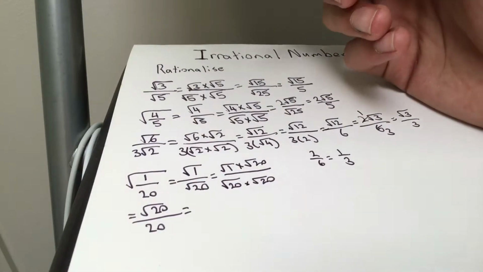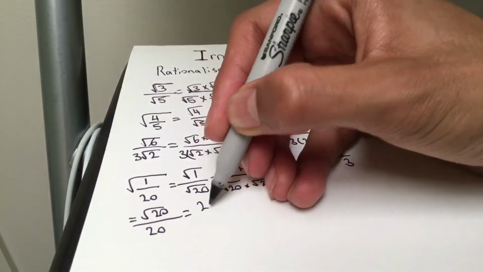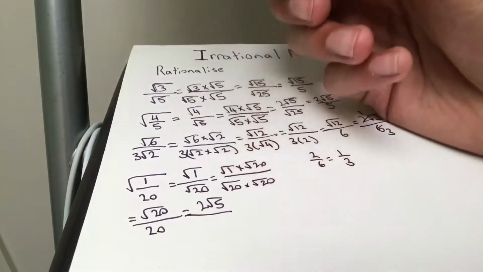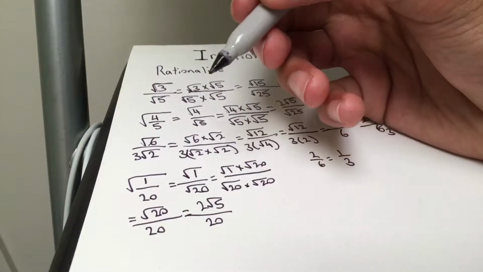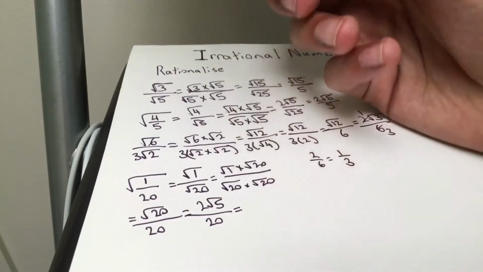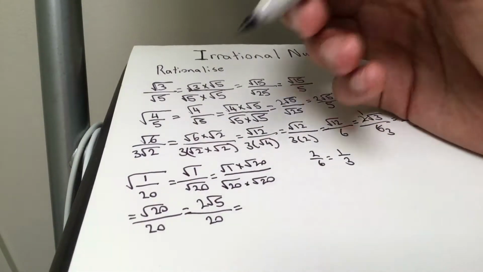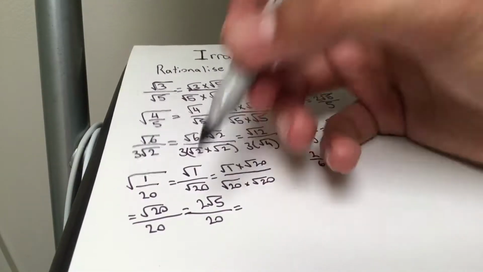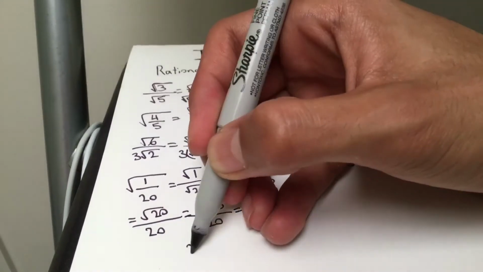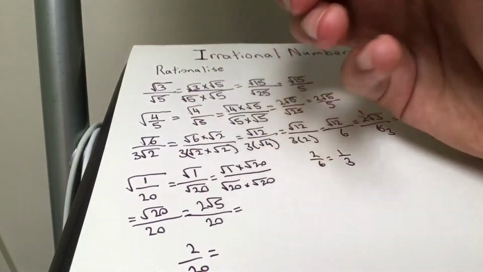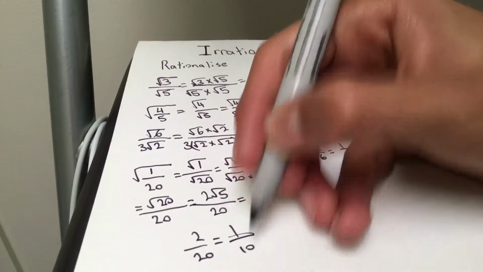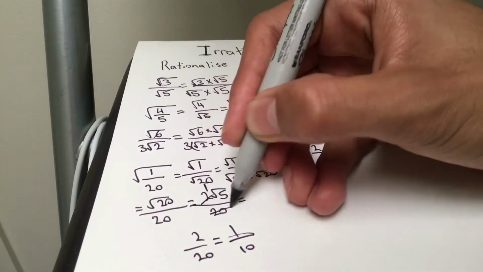So the next step, we can write square root 20 as 2 square root 5, and 20, and we can just go over 20. As you see, there is 2 over 20, so we can simplify this. 2 over 20 can be simplified to 1 over 10. So we cut it to 1 over 10.